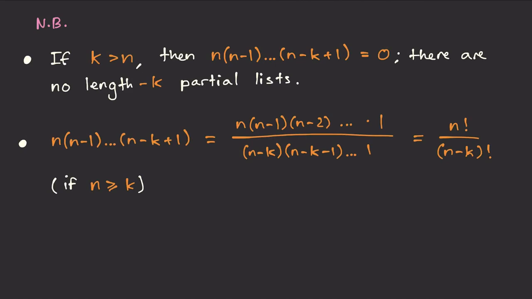Note that it only works if n is at least k, otherwise the factorial on the bottom is negative, so it doesn't make sense. However, if n is equal to k, the factorial on the bottom is 0, and that's one of the reasons we like 0 factorial to be equal to 1.